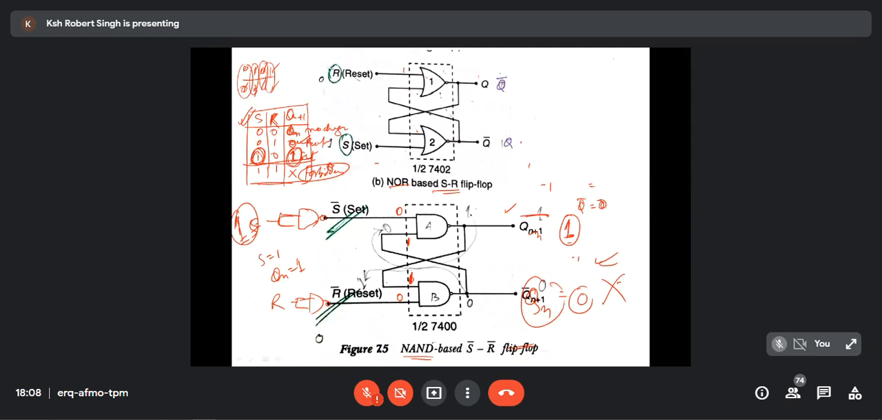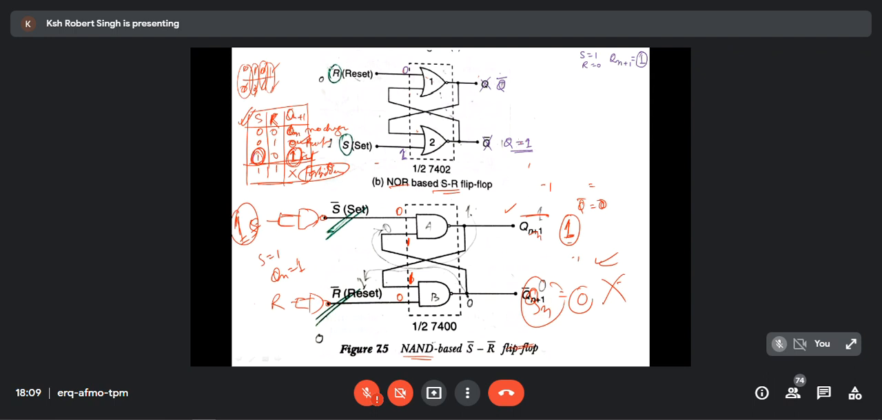The truth table says when S is 1, R is 0, then the output Qn plus 1, the next step, Qn will be set, it will be 1. So let us take S is 1, R is 0, then the output, according to, I have changed it, don't look over here, I have changed it. So according to this it should always equal 1. Is the meaning okay to you?